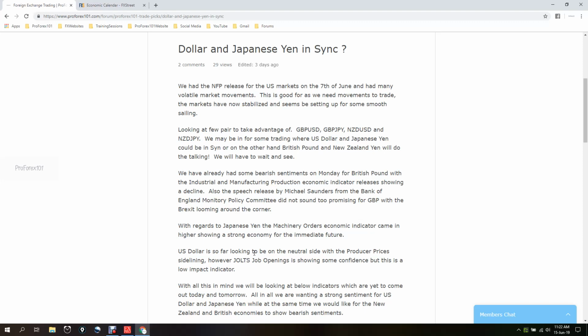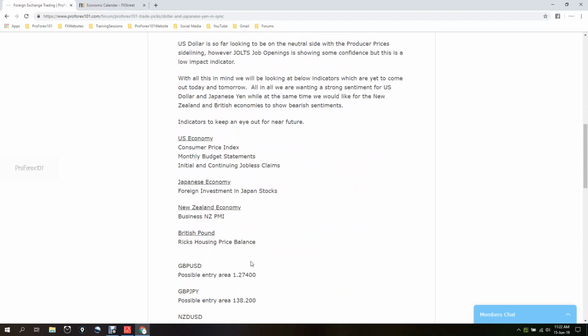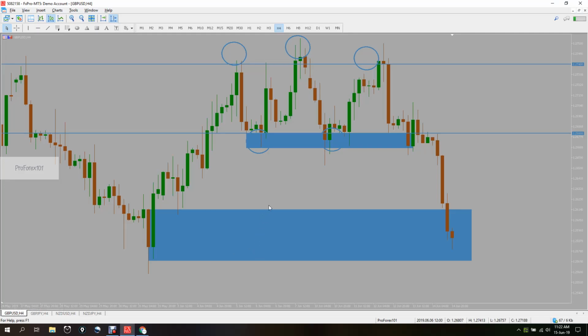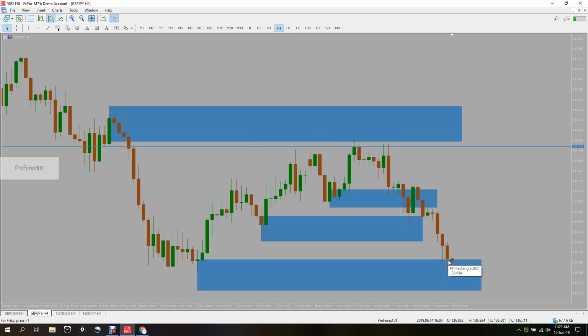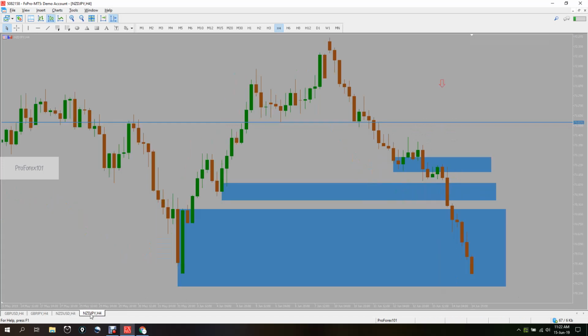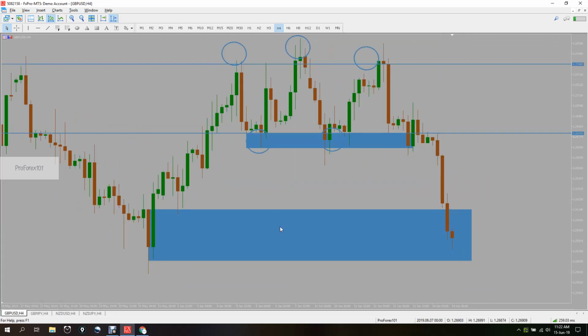All right, so let's start with pound dollar. So yeah guys, in brief, all four pairs have reached their target areas. I'm just going to switch through pound dollar, that's pound dollar, and then this is pound yen. We've reached our target area, and then I'm going to go to New Zealand dollar now. New Zealand dollar, we were wanting to sell up here, and now it's reached its target area. And New Zealand yen again reached its target areas. So we'll go through them one by one slowly.